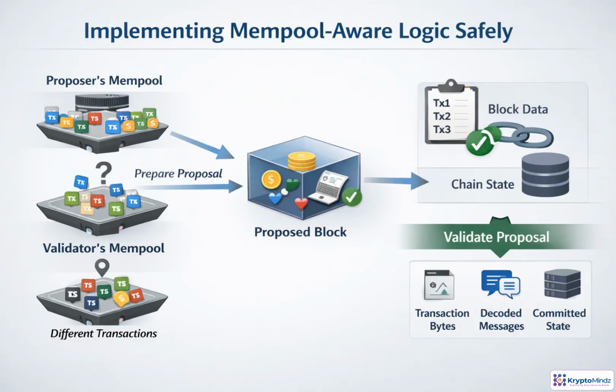Mempool-aware logic can be useful, but treat it as local advice, not shared truth. A proposer may use its own mempool signals to choose or order transactions in Prepare Proposal. Other validators, however, may not have seen those same transactions. Process Proposal should validate only what everyone can verify: transaction bytes, decoded messages, and committed chain state. That keeps normal network timing differences from causing honest proposals to be rejected.